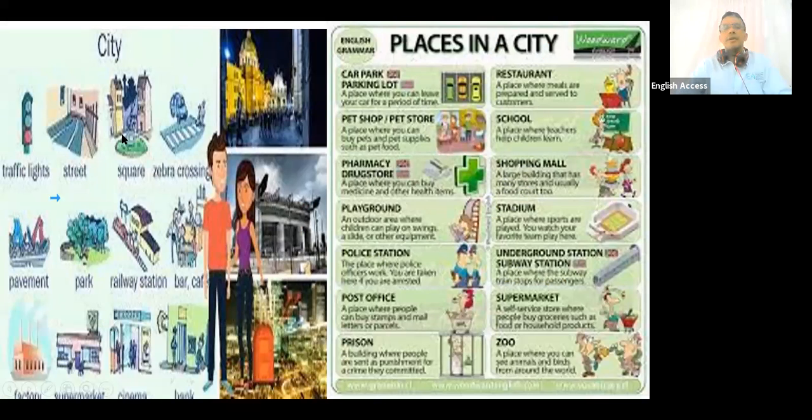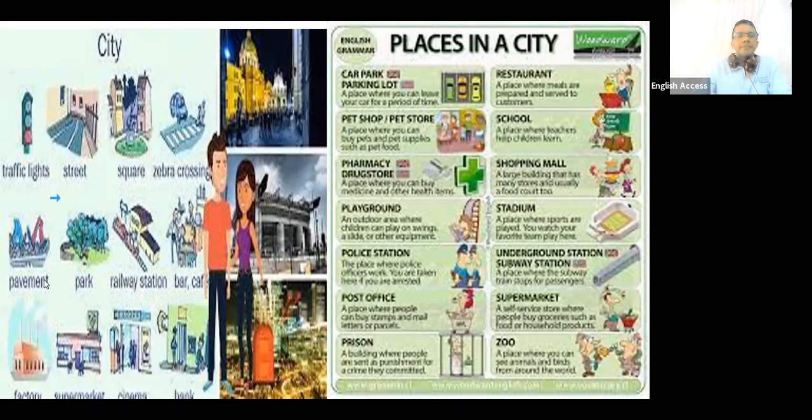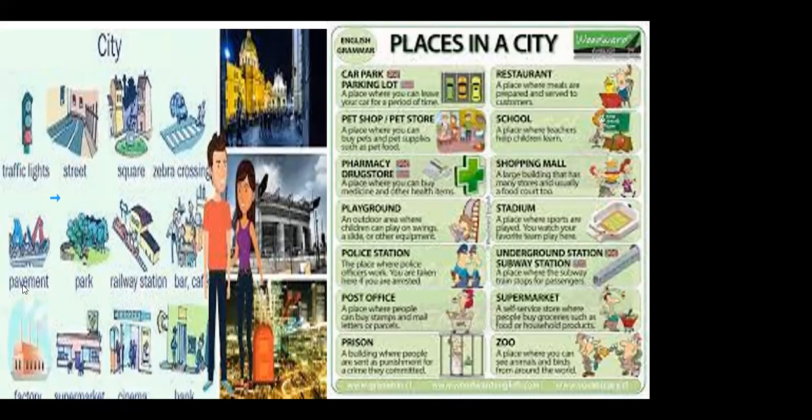Okay, we have extra vocabulary for you. Traffic lights. Street, square, zebra crossing. Parliament. Payment. Park. Railway station. Yes, railway station. Bar cafe. Factory. Supermarket. Cinema. Bank. The cinema.